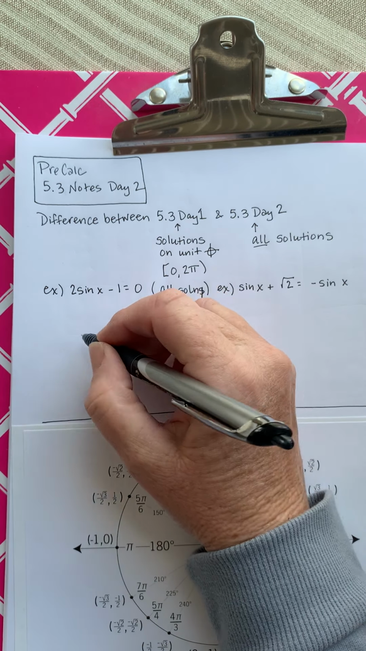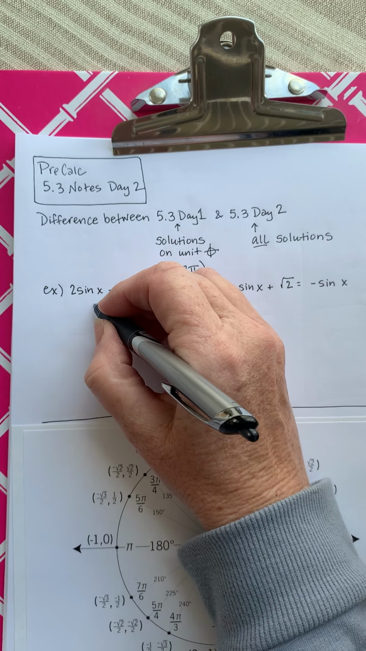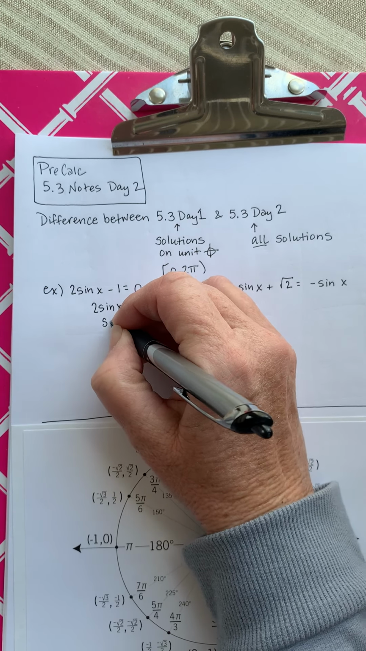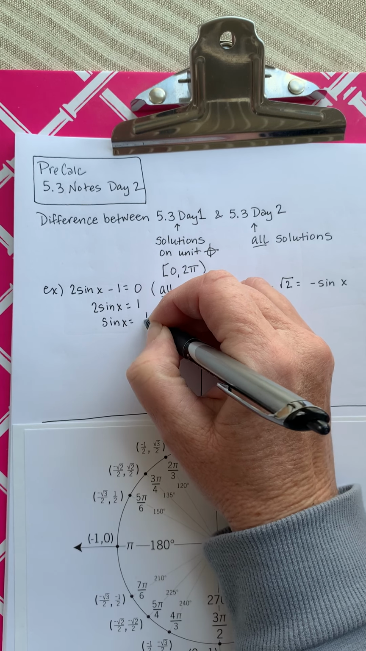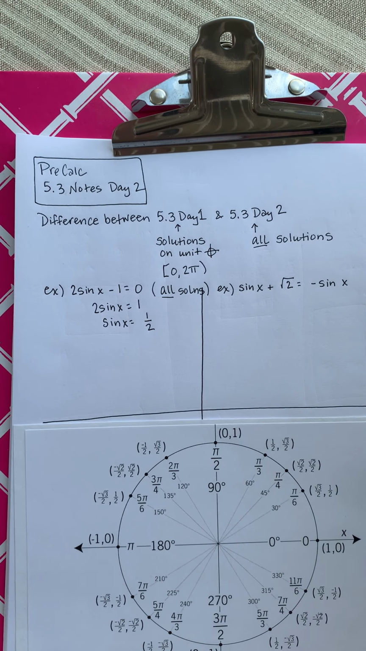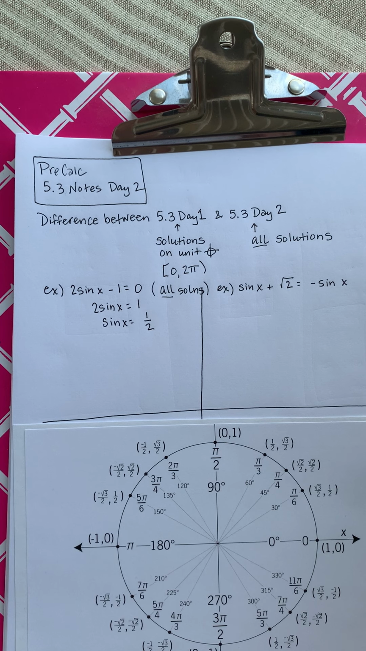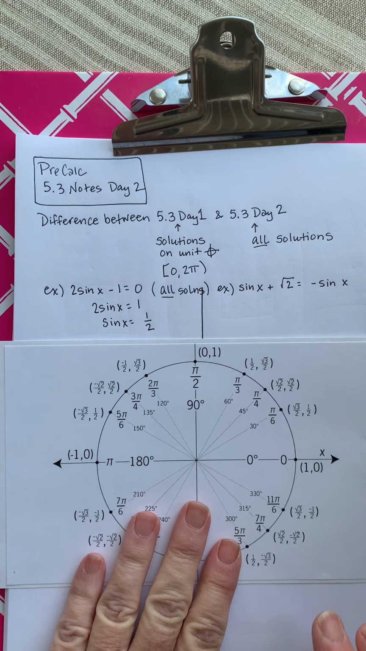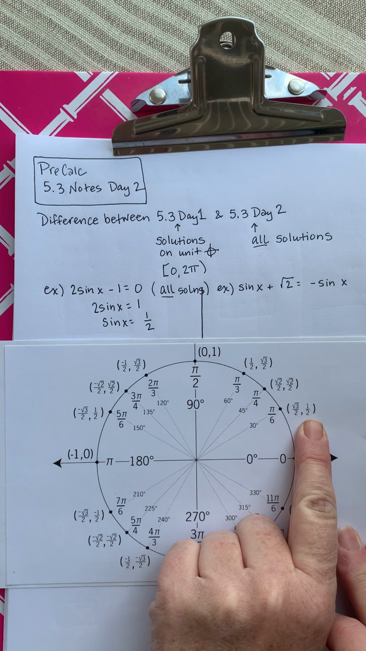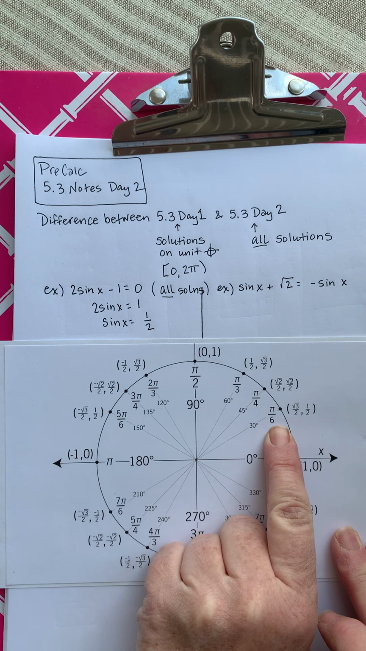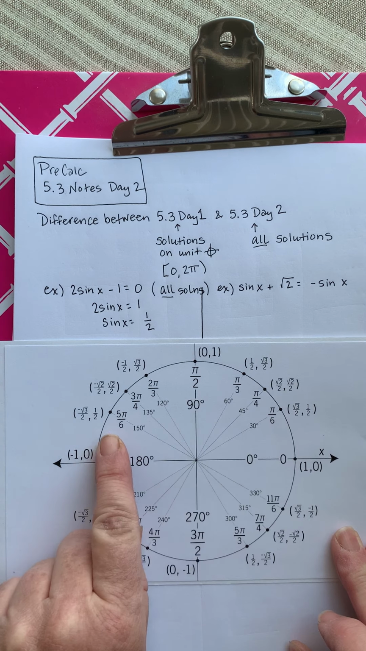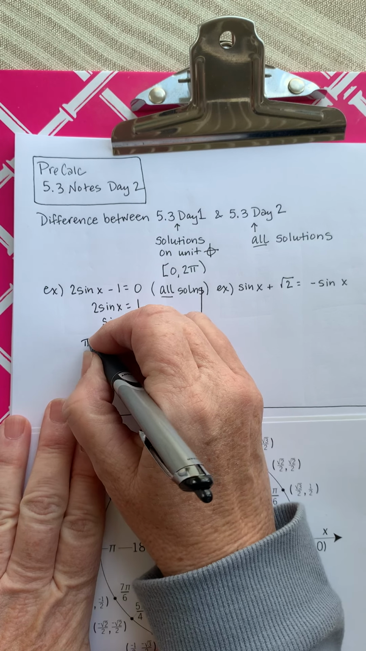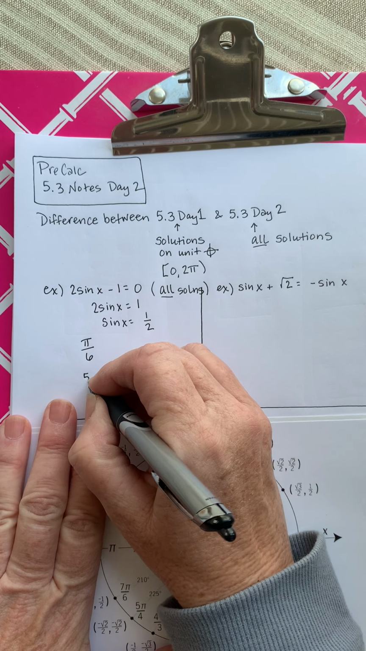First of all, to solve this, we can still move things from one side of the equation to the other. So I'm going to add the 1 over to the other side, and I'm going to divide both sides by 2. This is the exact same problem that we started with on day 1, and we went to the unit circle to find out when this was true. So when was the sine of x equal to 1/2? Well, it was here at pi over 6, and it was also here at 5 pi over 6.